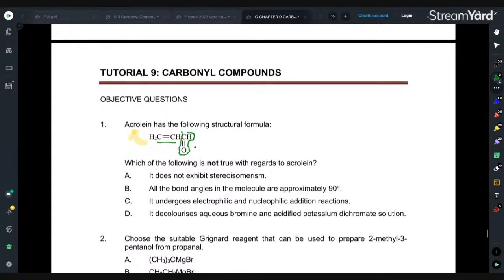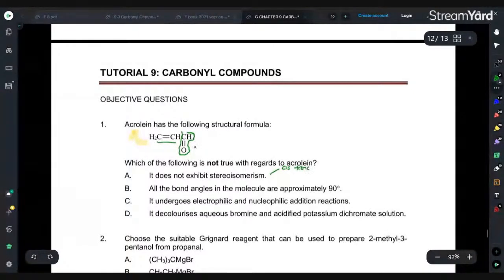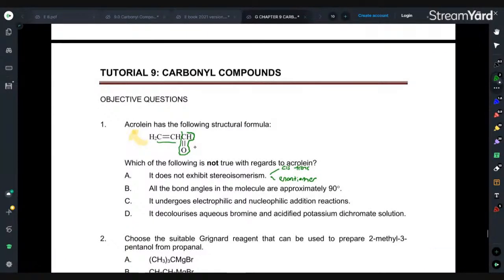Stereoisomer kena tahu stereoisomer ada dua, cis trans ataupun enantiomer. Masih ingat cis trans kena ada carbon-carbon double bond, ada, tapi ini H2 tak boleh lah. Kemudian enantiomer kena ada sp3 carbon, tak ada. Jadi ya, dia tak wujud.